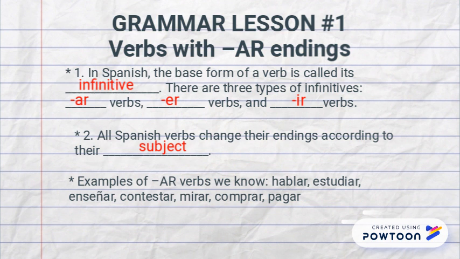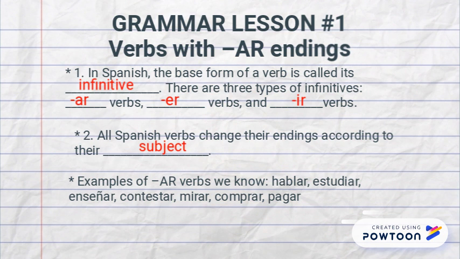First of all, there's a couple terms we need to know. In Spanish, the base form of a verb is called its infinitive. Okay, now infinitives in English mean to, like to run, to walk, to work, to talk. Okay, but in Spanish, you can recognize an infinitive because it's either going to end in AR, ER, or IR. Okay, and the one we're really focusing on here is AR verbs.